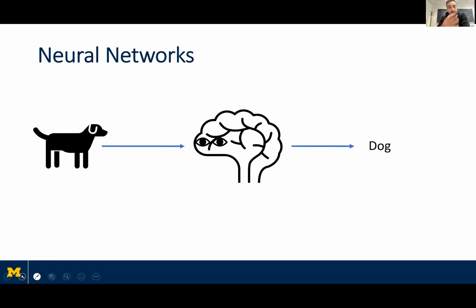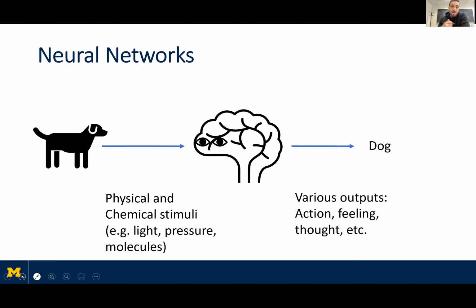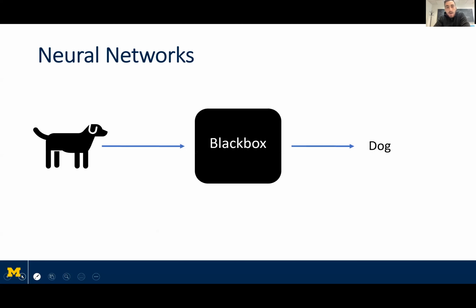So what I'm saying here is that brains take in inputs. Typically, there are physical or chemical stimuli, like light, pressure, molecules coming into your nose. You smell something. And then the brain does some computations. No one knows how it does it. And then it gives you some output. That output is usually some action that you do, some feeling that you get, or some thought that you think. So there's an input and then there's an output. Inspired by this, computer scientists thought, okay, what if I can build something through computers?